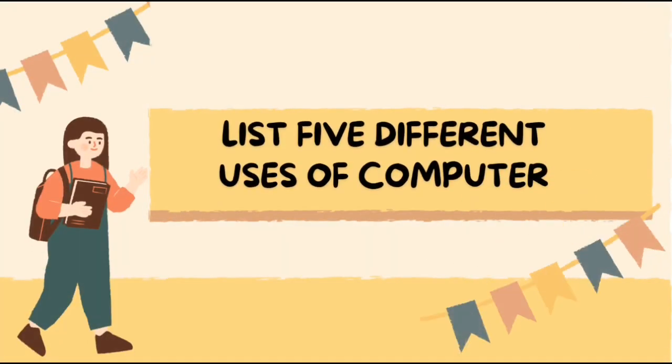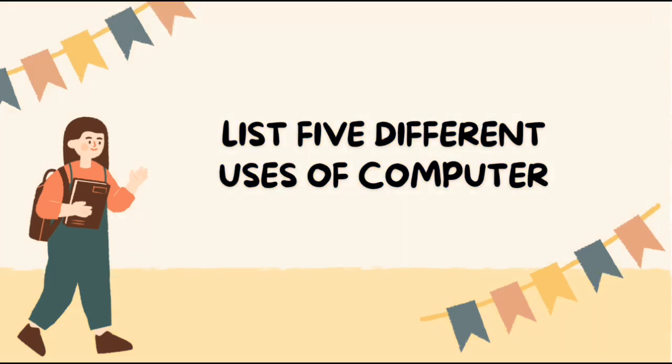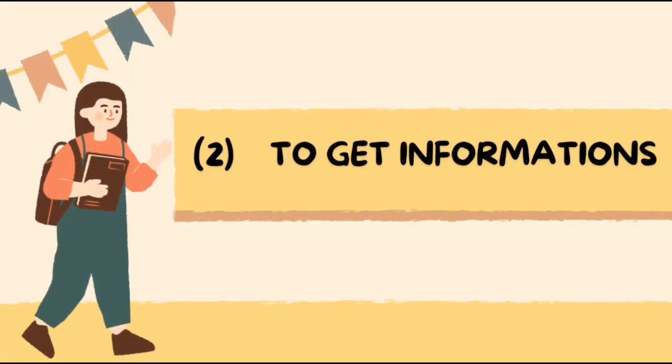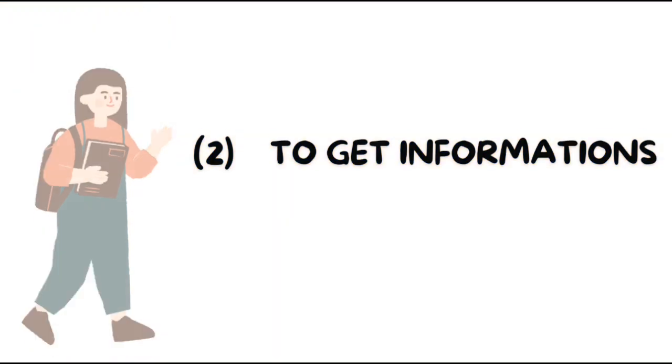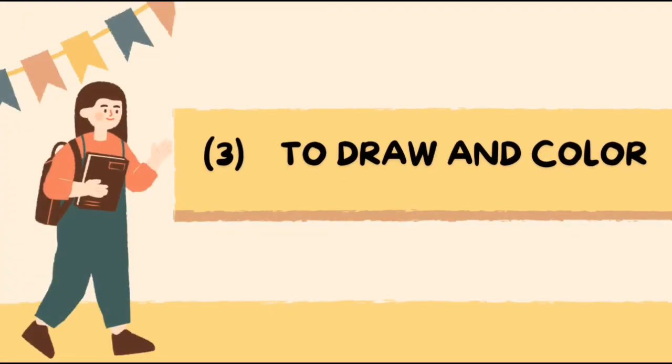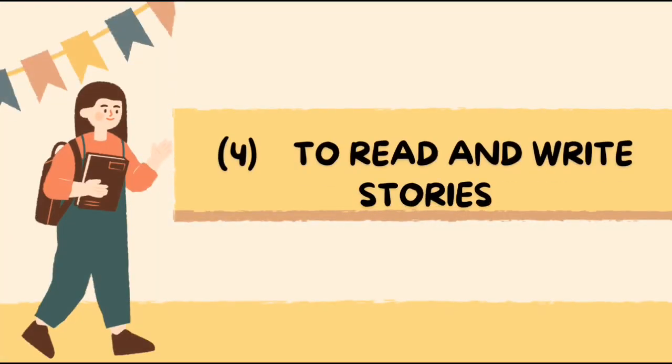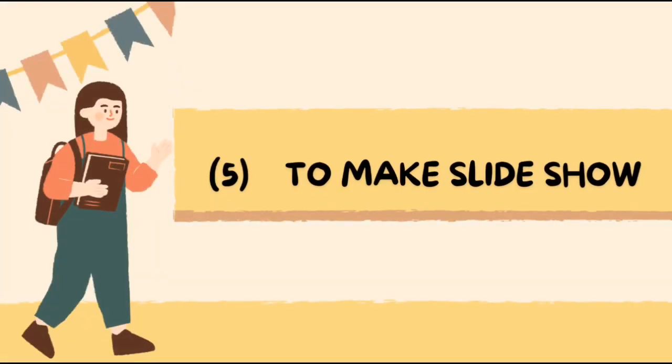Here are 5 different uses of computers. Number 1, to play games. Number 2, to get information. Number 3, to draw and color pictures or drawings. Number 4, to read and write stories. And similarly, number 5, to make slideshows.